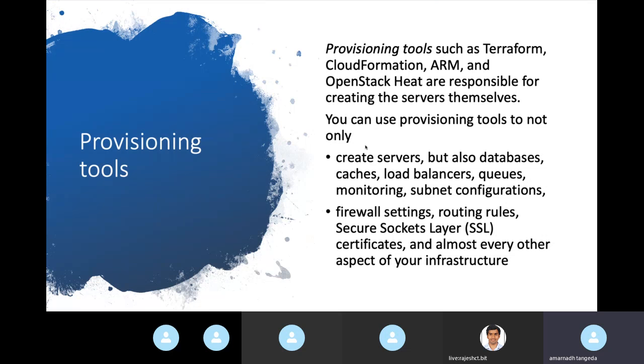The best examples are Terraform and CloudFormation. Terraform is a universal tool. It supports multiple clouds, whereas CloudFormation is specifically for AWS and ARM is specifically for Azure. But to be honest, I don't know much about OpenStack Heat. Maybe a third-party tool may support OpenStack, I'm not quite sure about that. Sorry.